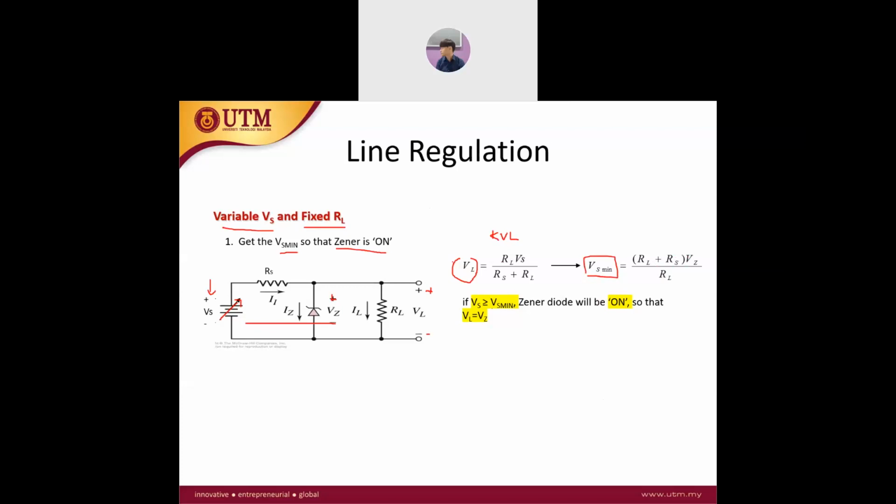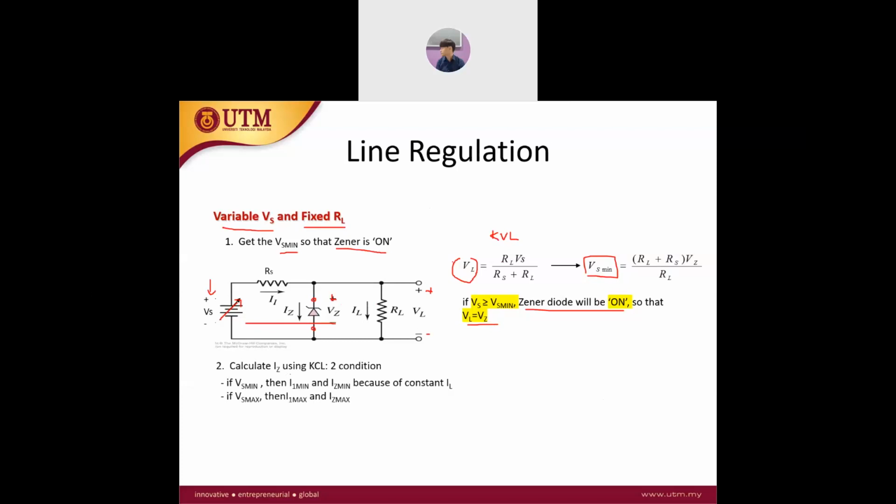So if our VS is greater than or equal to VS min, then the Zener diode will be on. At this stage the Zener diode is on, so VL is equal to VZ. VL is equal to VZ because at that time the Zener diode is on for Zener operation. It's like a parallel connection anyway, so they have the same voltage.